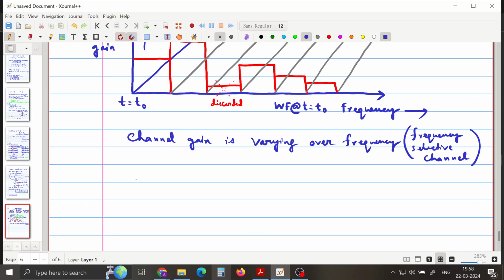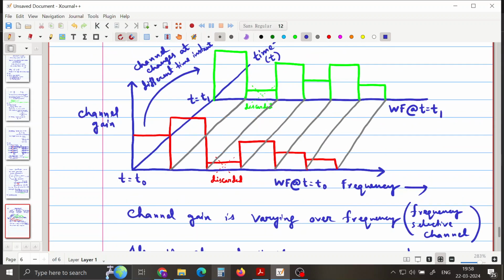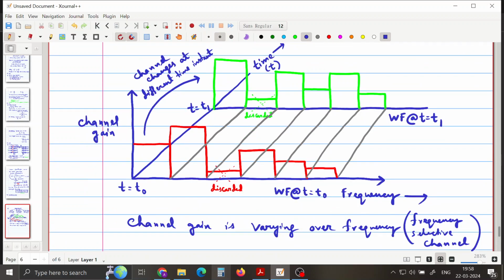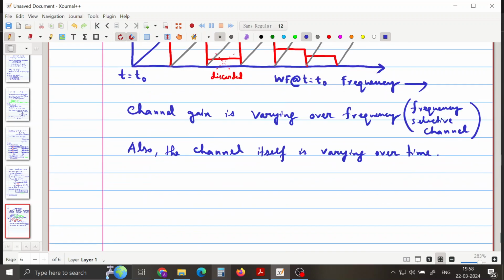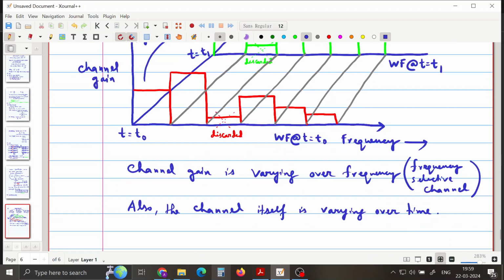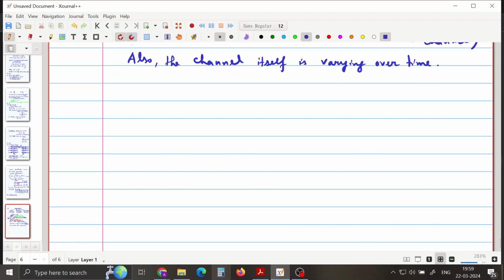And also another remark is that the channel itself is varying over time, because we saw from this diagram that at a time instant t0 the channel has some characteristics, gain versus frequency, but at a different time instant t1 the channel changes altogether and it has different gain versus frequency characteristics. They are shown in red and green. So these two things are happening.